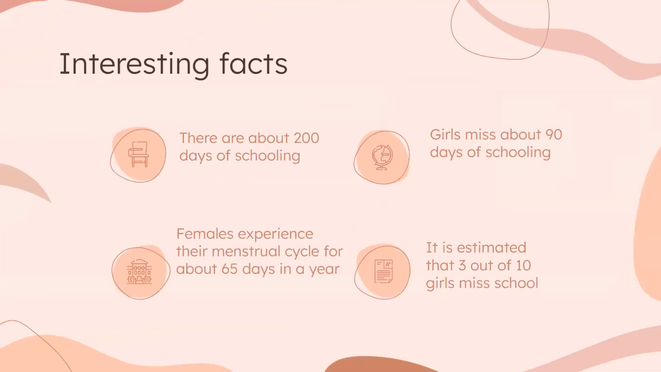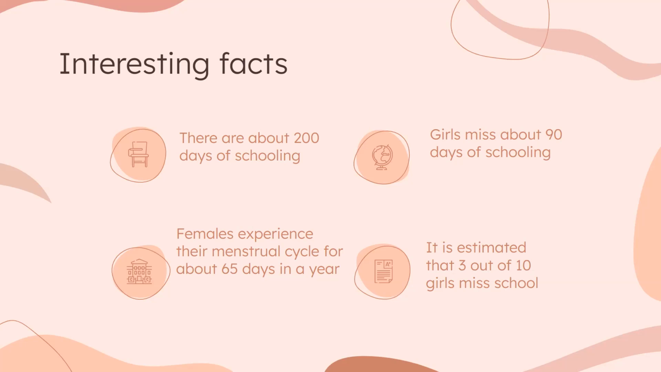So these are just the facts that you should know about how not being able to experience a healthy menstrual cycle affects people, right? So in South African schooling, we have about 200 days of schooling, right? Out of 365 days in a year. Of those 200 days, girls are estimated to miss out about 90 days of schooling. That's close to more than half of the days of schooling, okay?